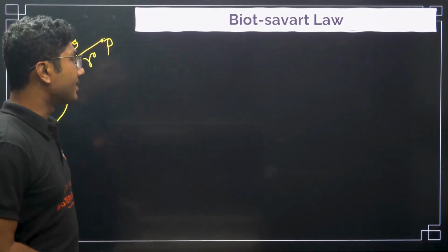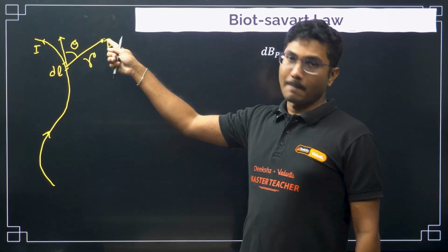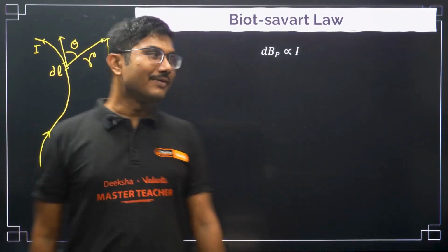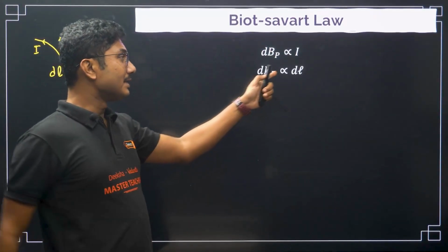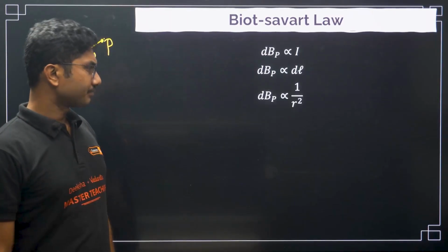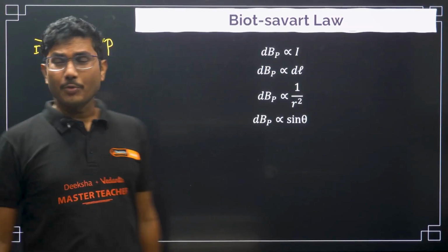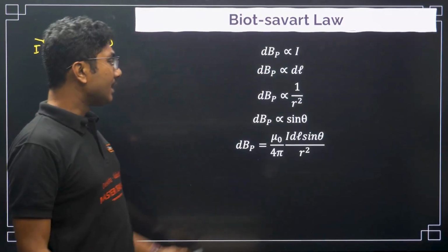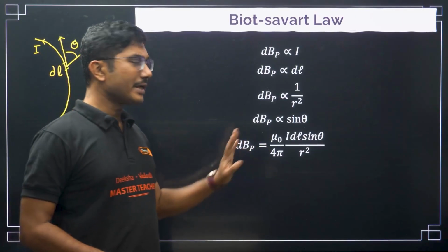Now it comes to Biot-Savart's law. The statement says that the magnetic field at P due to this small current element dl is given by: dB is proportional to the current I. dB is proportional to the length of the element dl. It is inversely proportional to the square of the distance, and it is directly proportional to sine of the angle theta. If you combine all of them together, you will get mu naught by 4 pi I dl sin theta by r squared. So mu naught by 4 pi is the constant.